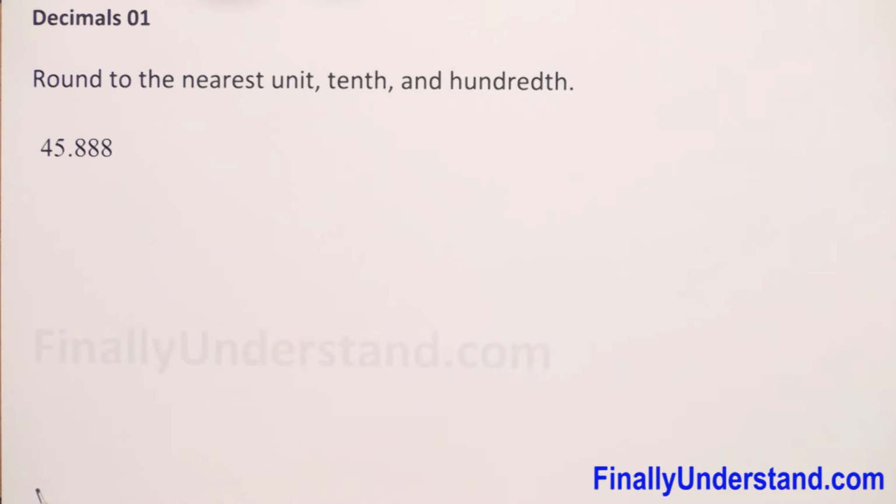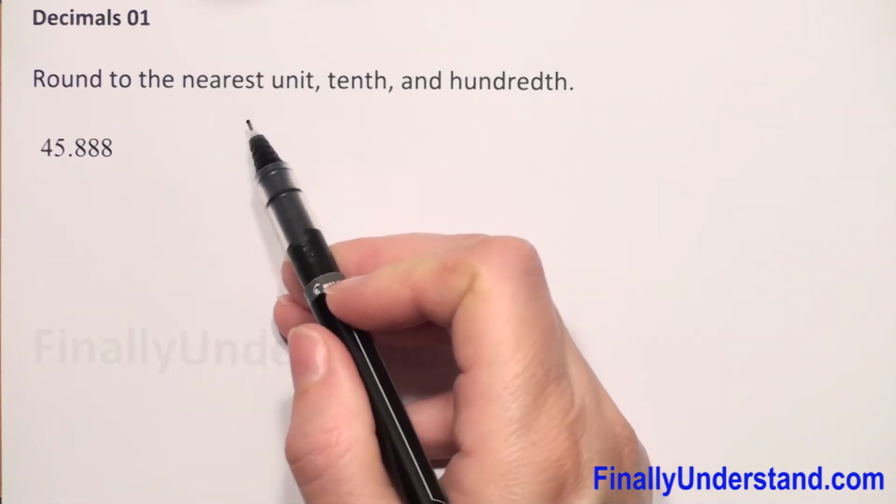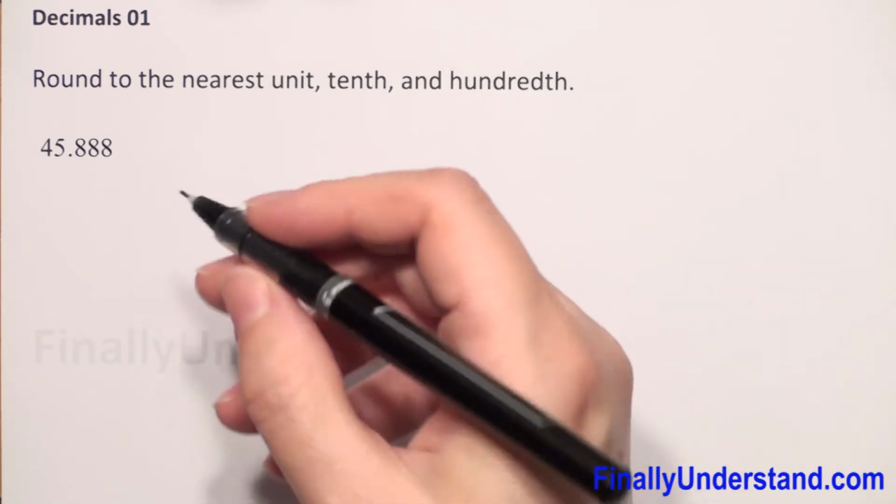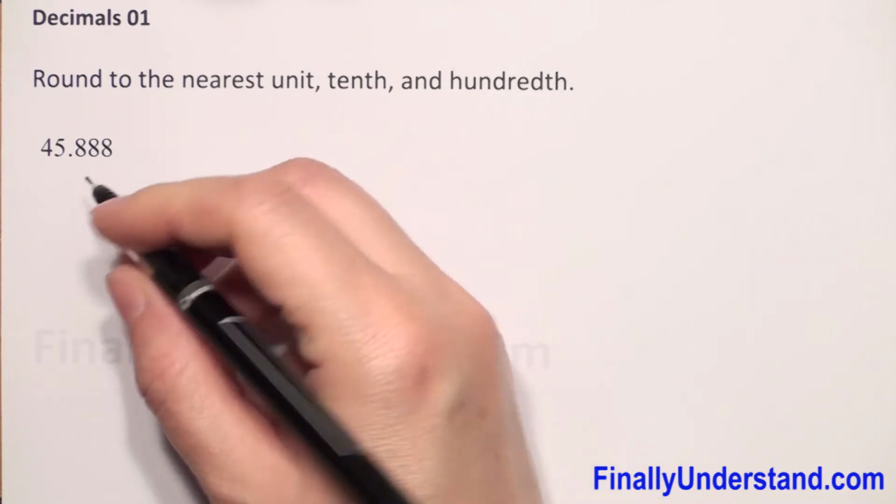So first we will round our number to the nearest unit. How do we do this? We have to use the same rule which we use to round a whole number. First we have to decide which is the last digit to keep. So let me copy our number.